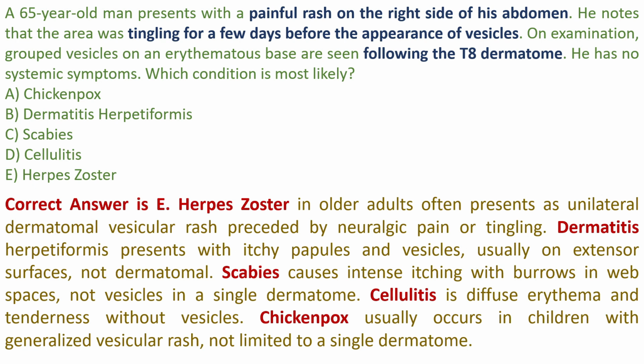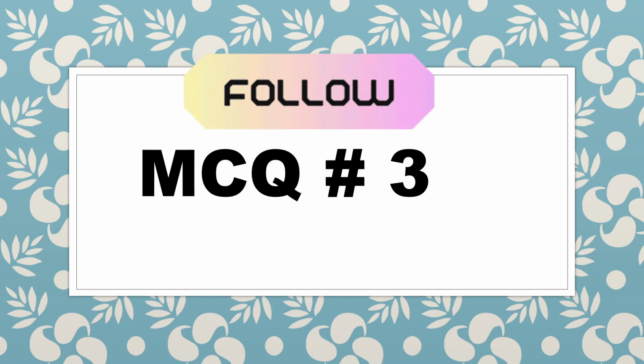Scabies causes intense itching with burrows in web spaces, not vesicles in a single dermatome. Cellulitis is diffuse erythema and tenderness without vesicles. Chickenpox usually occurs in children with a generalized vesicular rash, not limited to a single dermatome. Multiple choice question number 3.